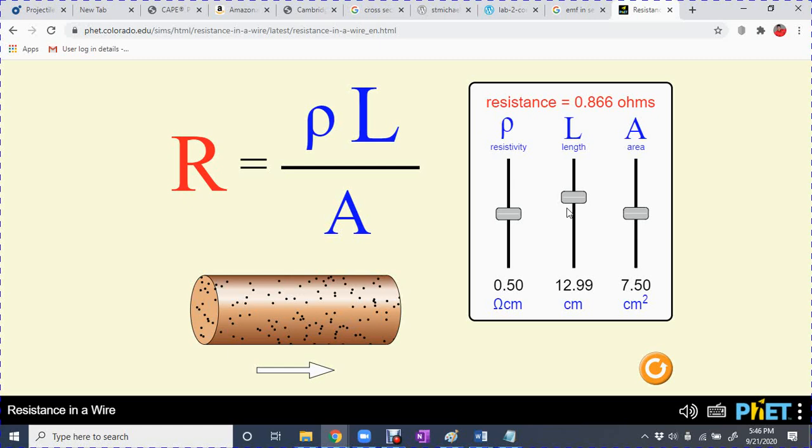And how we can better understand this is that whenever current is flowing through a conductor, right, we expect that some amount of charge is going to be slowed down, right, by virtue of collision.